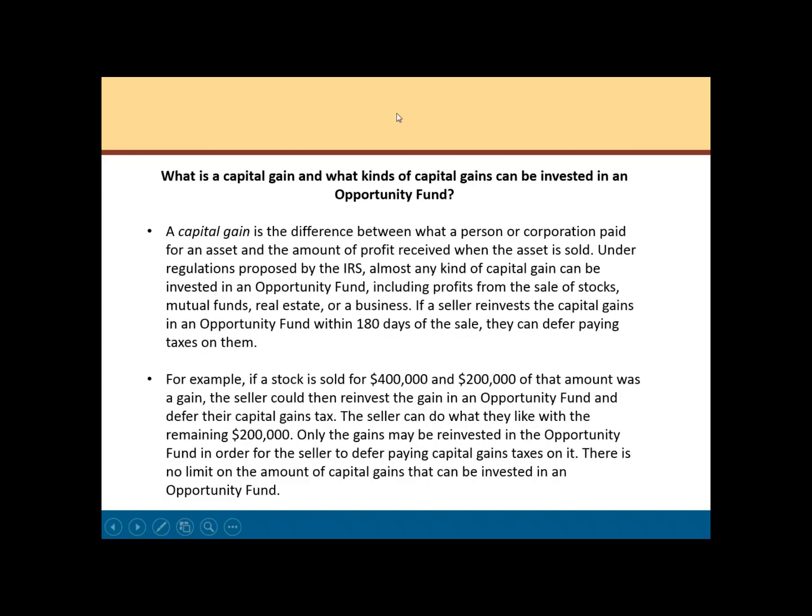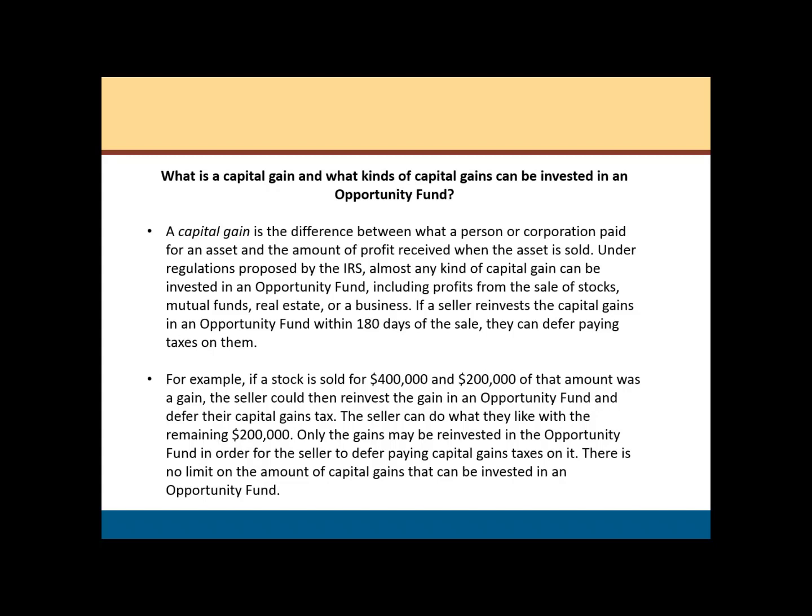And what kind of assets can be invested in a fund? Well, capital gains are what's invested in the fund. So an investor can't just take any asset. It has to be the capital gains from the sale of typically real estate or a business or stock, and the seller then has 180 days to reinvest the capital gain from the sale of that business, real estate, or stock into an opportunity zone fund in order to qualify and receive the benefits, which we'll talk more about.